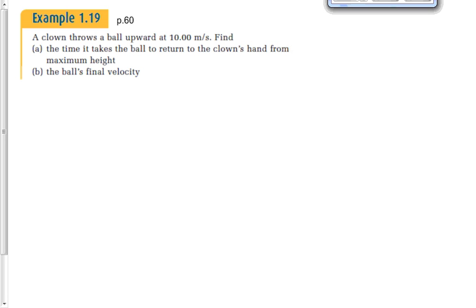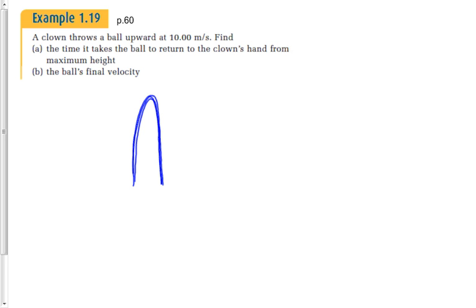Here we are with the clown again. It's clown day at HTA. Clown throws a ball upward at 10 meters per second. Find the time that it takes the ball to return to the clown's hand from the maximum height. So the ball goes up, ball goes down. How long does it take to go up and down? Up to the maximum height and then back down. And then what's the ball's final velocity?